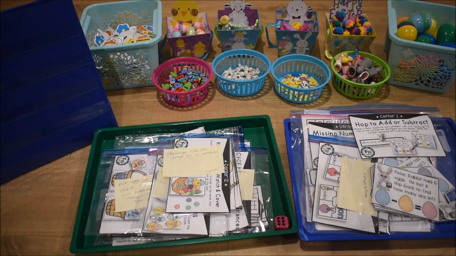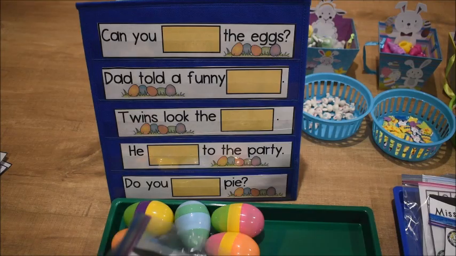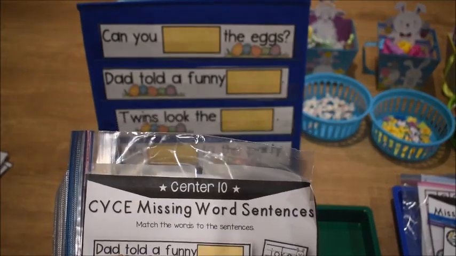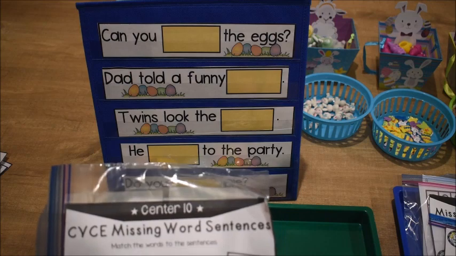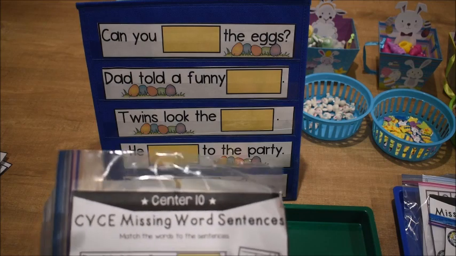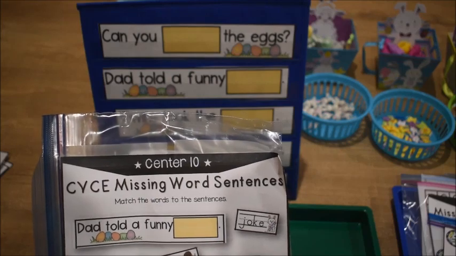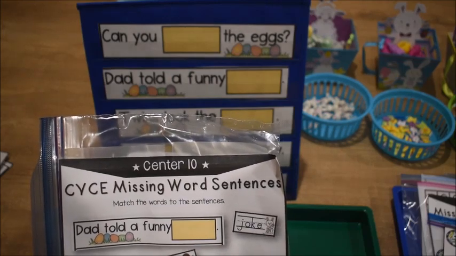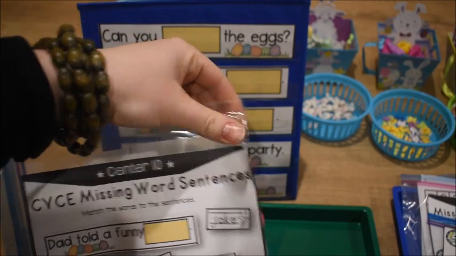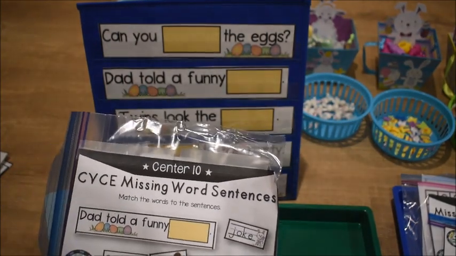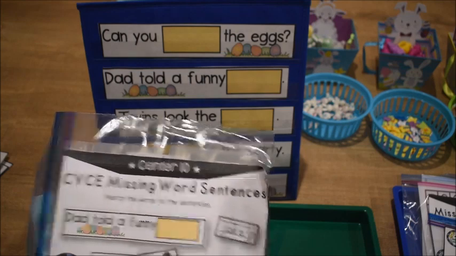All right, this first activity is called CVCE Missing Word Sentences. Now, most of the activities you're going to see in this video today have an Easter or a spring theme to them because we are approaching Easter in about 2 weeks. And so I wanted to pull out the activities that would match with the season. But they're all going to practice skills that the students need to practice all the time.